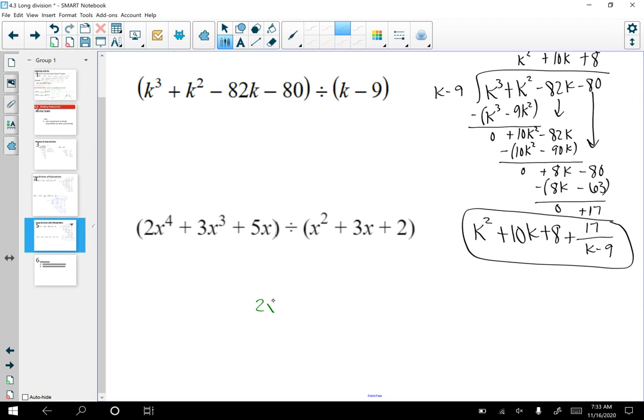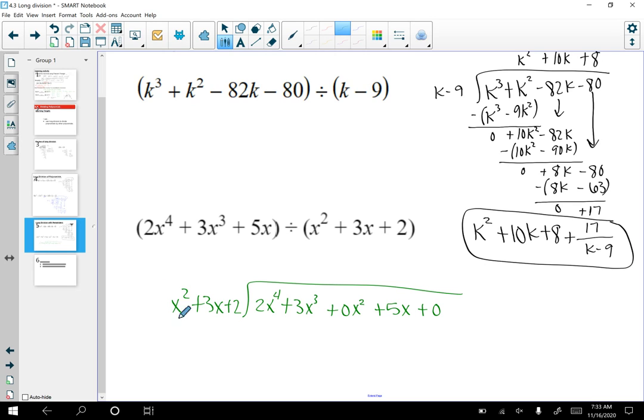So we're going to go 2x to the 4th plus 3x to the 3rd. Now here there should be an x squared term. So we're going to go ahead and write plus 0x squared because we need that placeholder there. Plus 5x, and then again plus 0. Divided by x squared plus 3x plus 2.